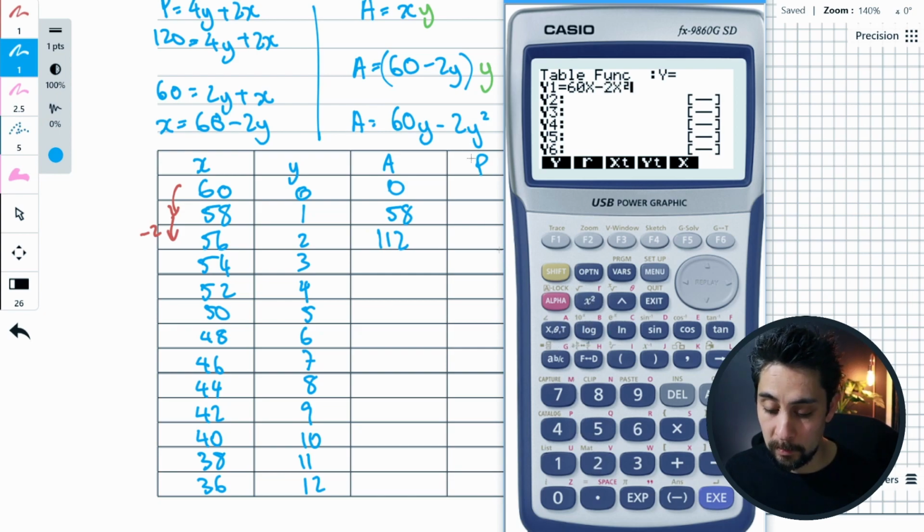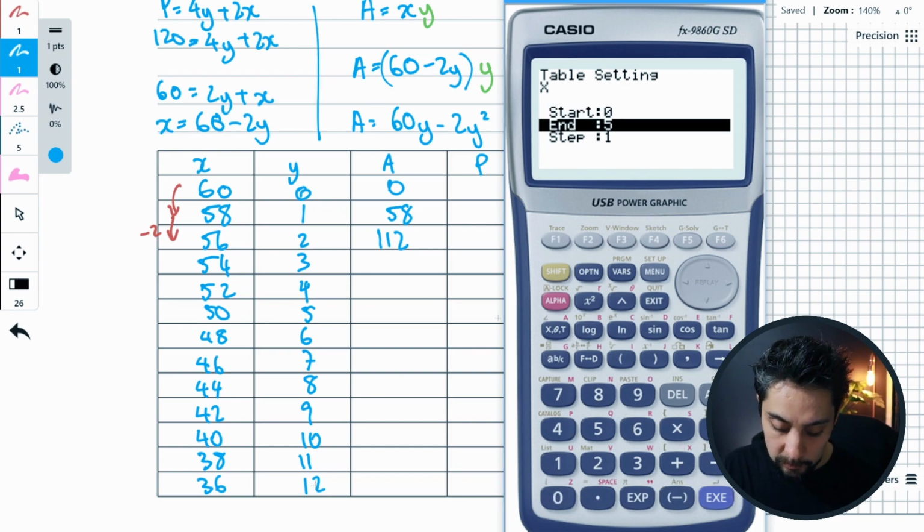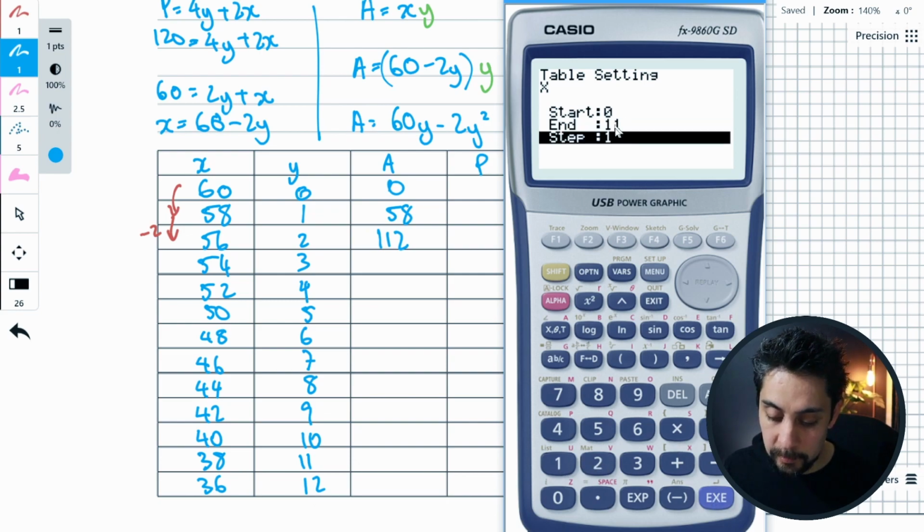Even though it says y squared there, it is x squared because of the way that the calculator is set up. Now we're going to set this starting from 0, and we're going to end at 12. That's our biggest number in the y column. And our step is 1.